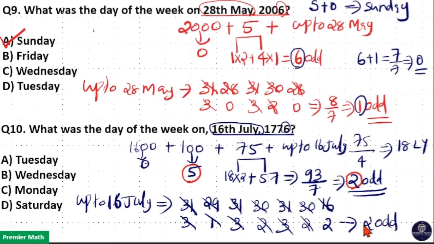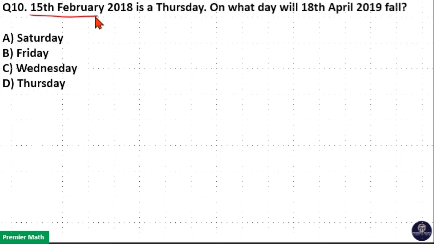So here also 2 odd days. Total 5 plus 2 cancel, remaining 2 odd days. 2 odd days means Sunday plus 2 will give you Tuesday. So option A is your answer. 15th February 2018 is a Thursday. On what day will 18th April 2019 fall?